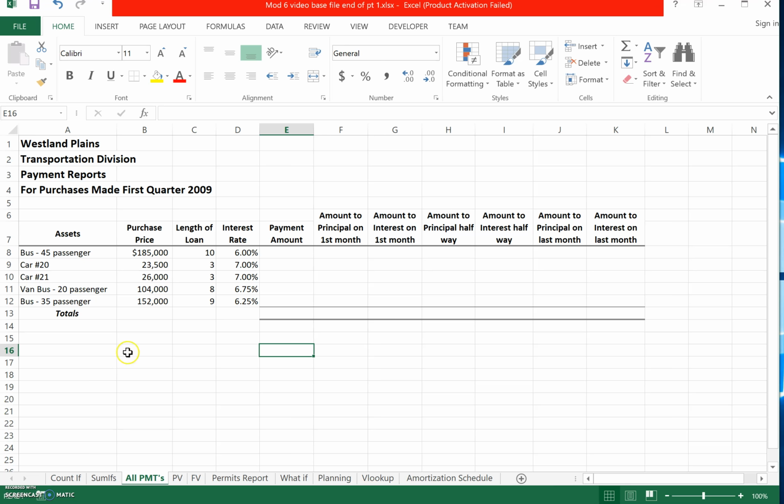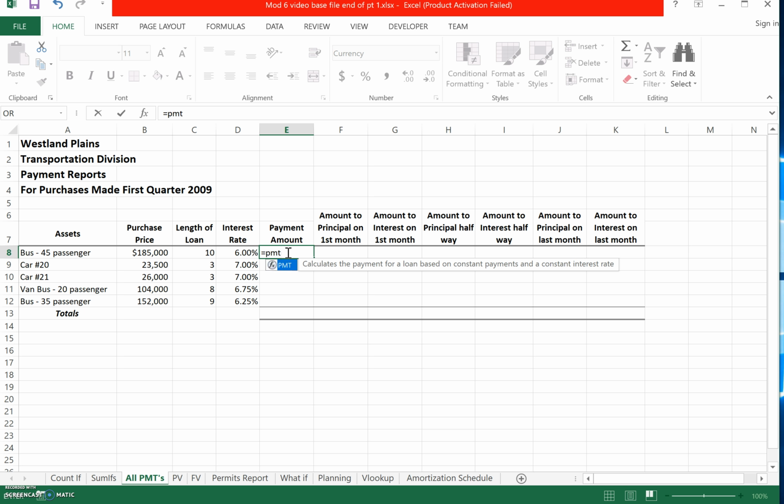So for example, I have this one right here. It's for different types of vehicles: a 45 passenger bus, car number 20, whatever that is, car number 21, whatever that is, a van, 20 passenger, or a 35 passenger bus. So all these are different amounts of a purchase price. These are different loan lengths, different interest rates, okay? So the first thing I'm going to do is show you the payment amount. So first, payment amount equals the payment formula, PMT, okay?